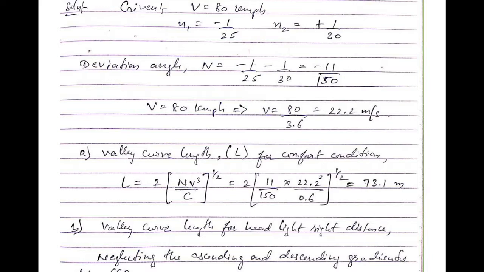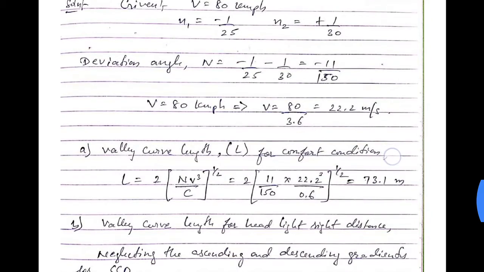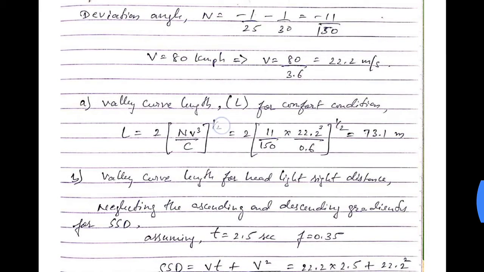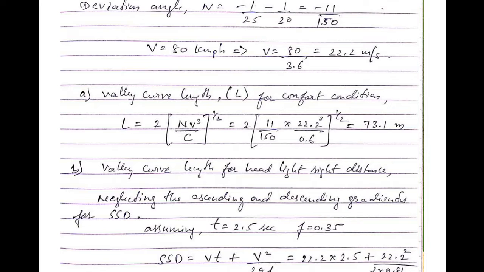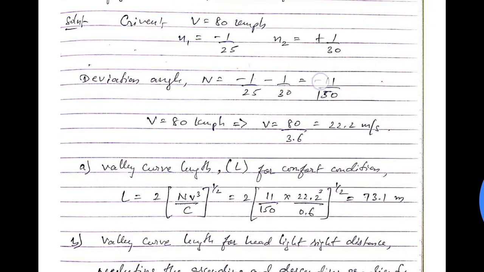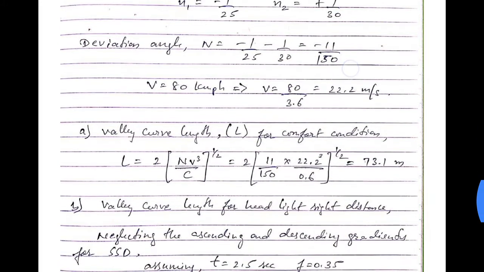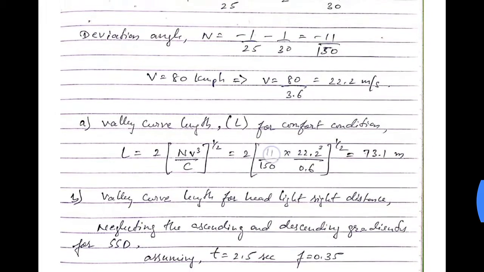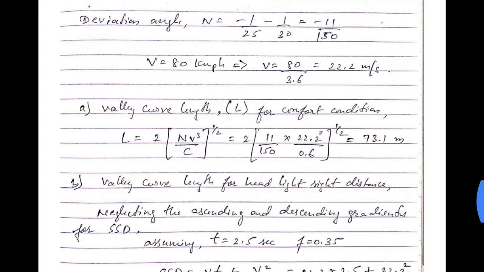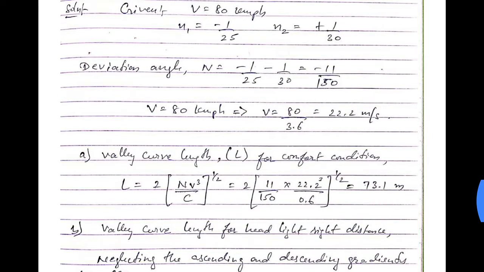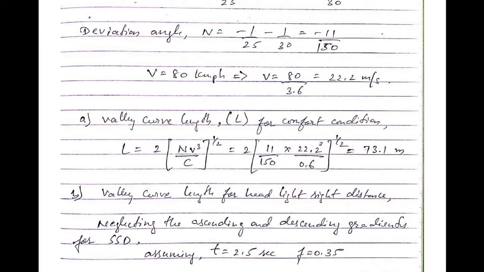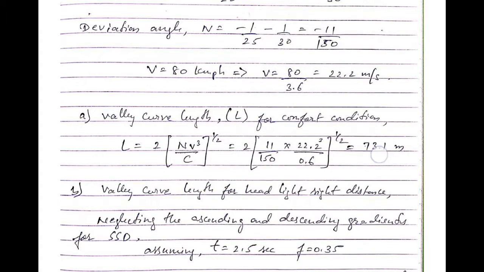Now the first condition in valley curve is the comfort condition. So L is given by 2 into N V cube divided by C, the whole raised to half. Substituting the values over here, N is 11 by 150. Keep a note that we do not use the signs over here. We always consider positive sign for capital N. So N is 11 by 150, V is 22.2 meter per second cube, divided by C, which is given as 0.6 meter per second cube, whole raised to half, we get 73.1 meters.